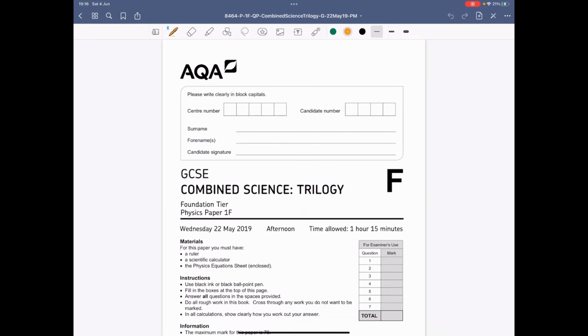Hello everyone, so this is the GCSE Combined Science Trilogy, Physics Paper 1. This is the foundation tier that pupils sat in May 2019.